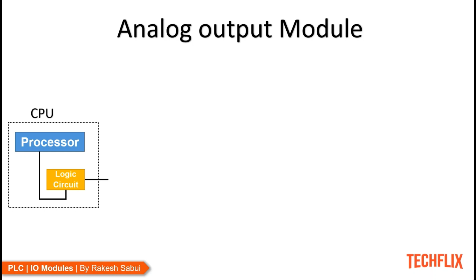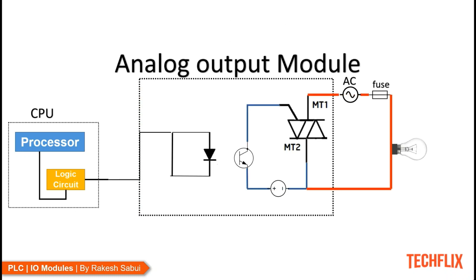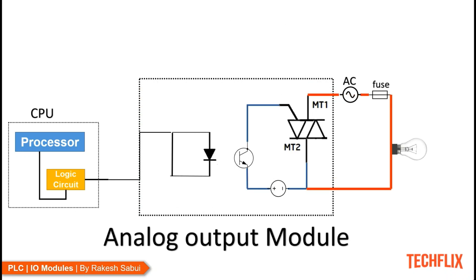Now let's discuss how the analog output module works. After the processor in the CPU runs the program and generates output, these outputs are sent to the analog module to operate the output devices. Now, the analog module consists of the circuit as shown. It works in a similar manner to the input modules. The output from the CPU goes to the light-emitting diode in the analog output module, and hence produces light for each high pulse.